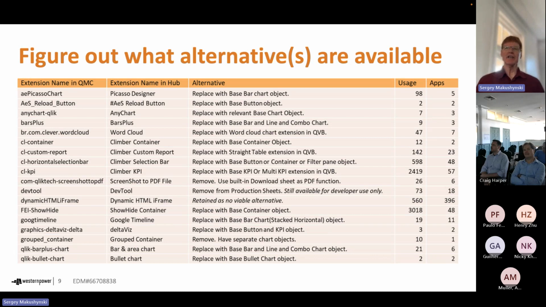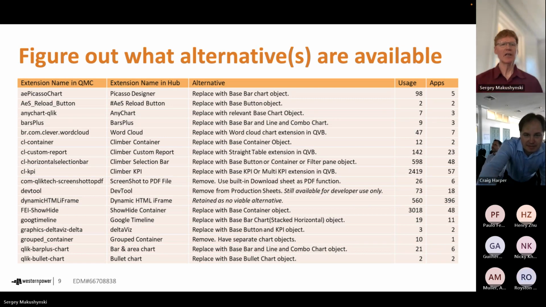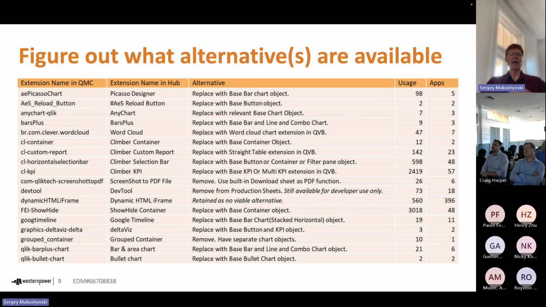So if you've got all of these extensions, and you know, hey, we want to try and transition off of these, well, where are you going to go? What's the alternative? So for each of the extensions, we went through and said, okay, what can we replace it with? Is it 100% replacement, or is it sort of marginal?